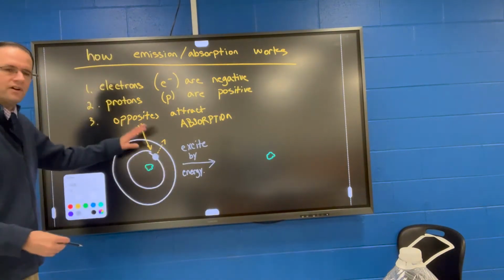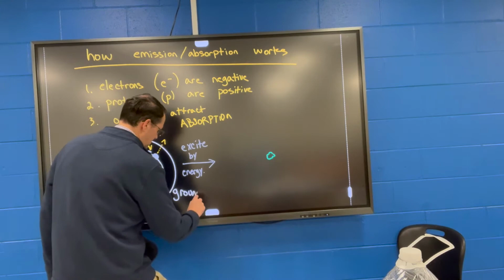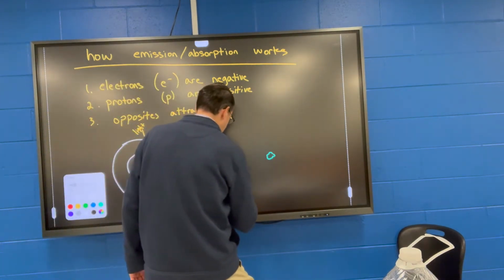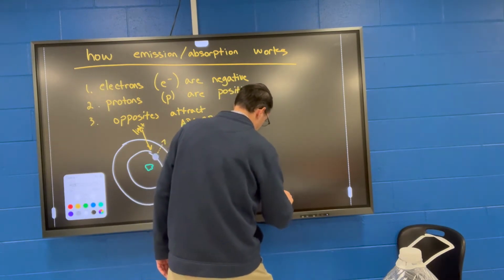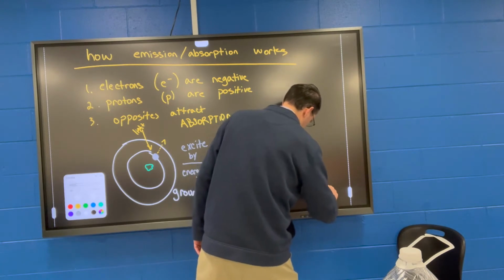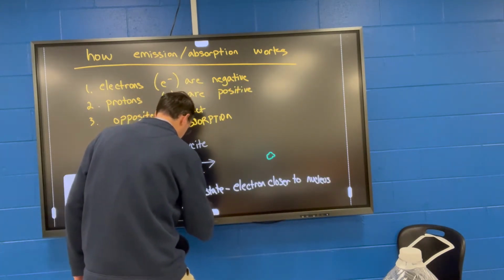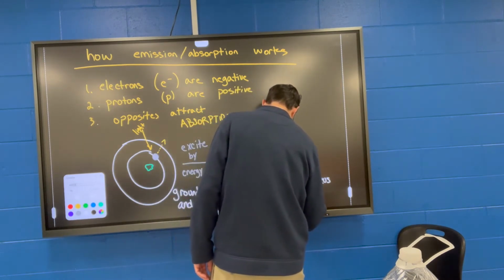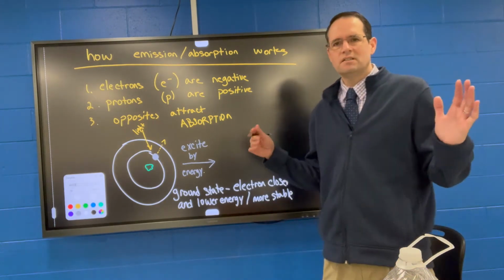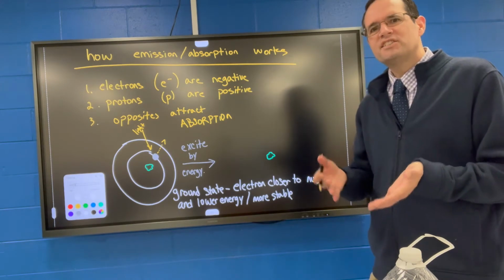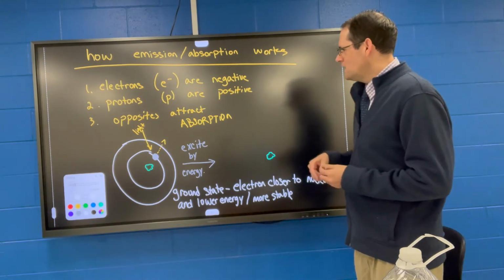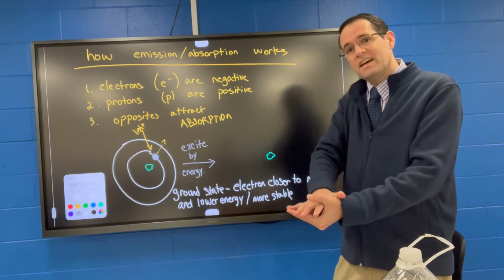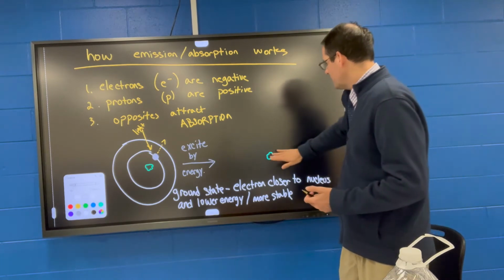Okay, so this configuration right here is called a ground state because the electron is in the inner orbit closer to the nucleus. So the electron is closer to the nucleus. We say lower energy or more stable. Lower energy is always more stable, okay? So if we were to shine light on this, some of the hydrogen atoms could absorb that light, that energy, and the electron could be promoted to a higher energy state, which we call the excited state.